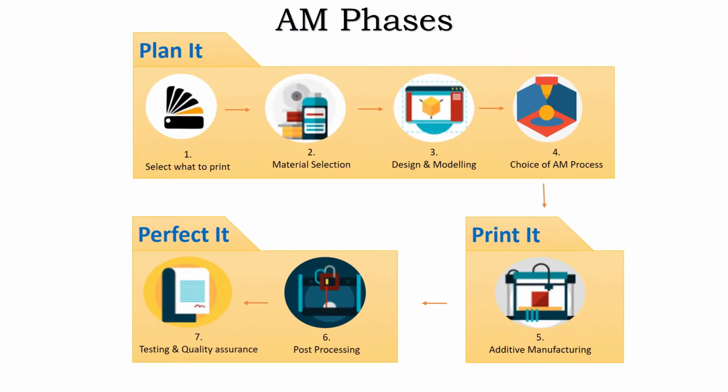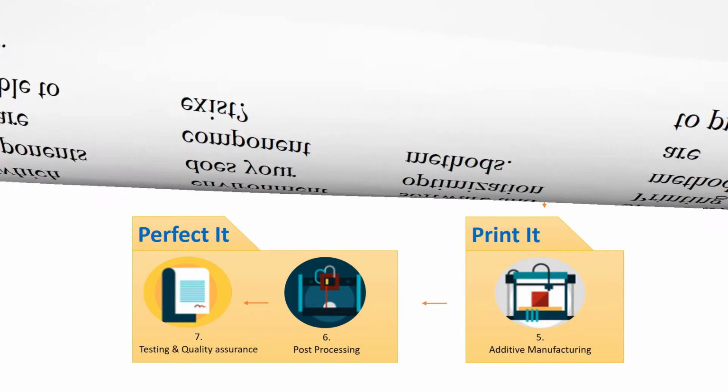Some steps are to be followed to get a perfect 3D printed object. These steps are almost similar in many of the structures. There are mainly 8 steps to be followed in additive manufacturing. For simplification purpose, we have classified it into 3 simple steps, that is plan it, print it and perfect it. So let's see it in details.